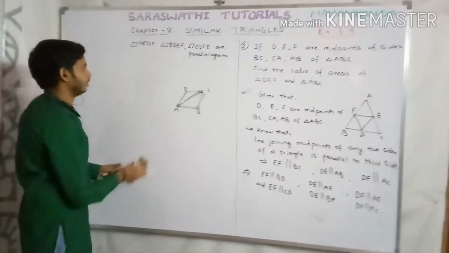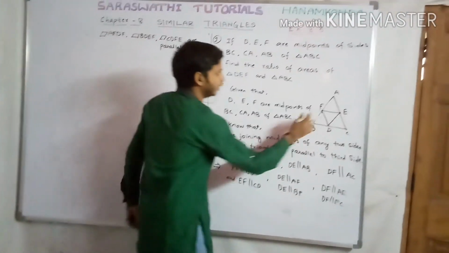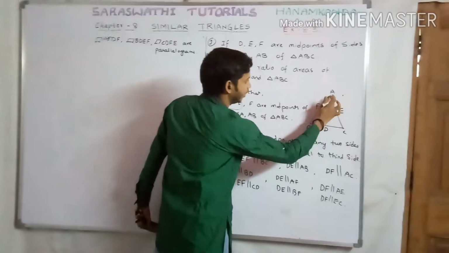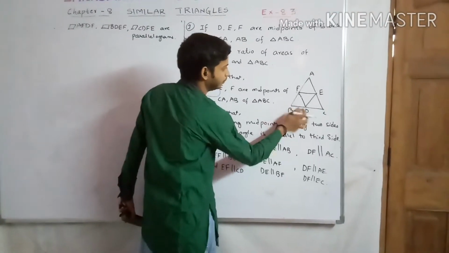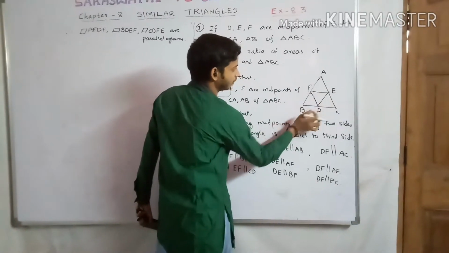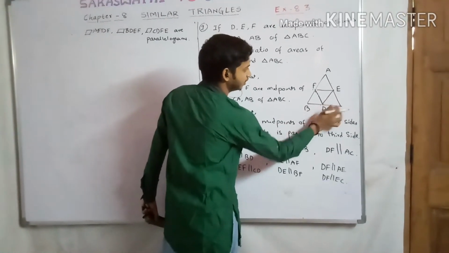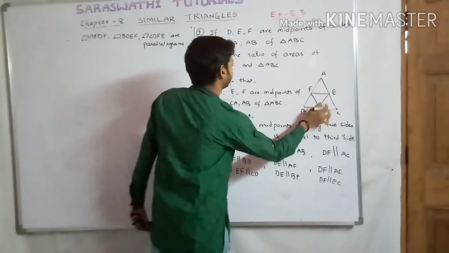Okay, so from the figure, area of triangle AEF can be written as area of triangle DEF. Similarly, area of triangle BDF can be written as area of triangle DEF, and similarly area of triangle CDE can be written as area of triangle DEF.